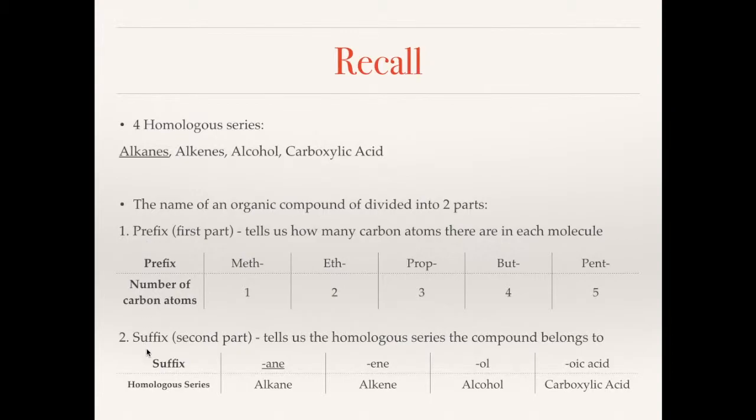The naming of an organic compound can be divided into two parts, the prefix and the suffix. The prefix, which is the first part, tells us how many carbon atoms there are in each molecule. Each number of carbon atoms corresponds to one prefix: Meth, Eth, Prop, But, Pent, for 1 to 5 carbon atoms respectively. The suffix tells us the homologous series the compound belongs to. In this video, all of our organic compounds will end with -ane because they are alkanes.